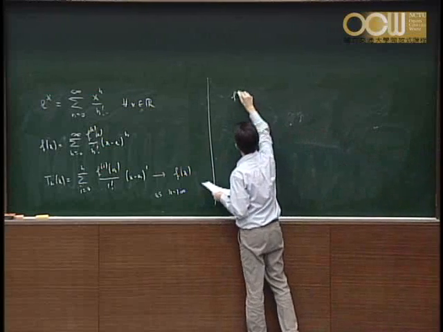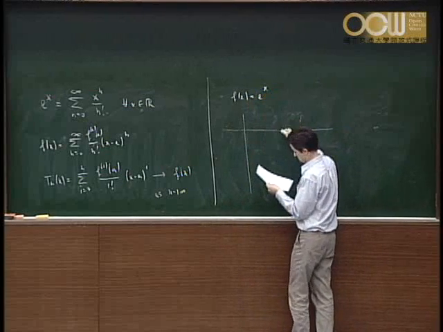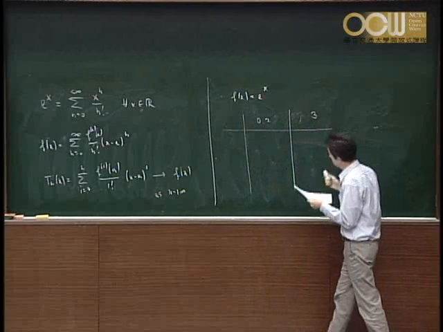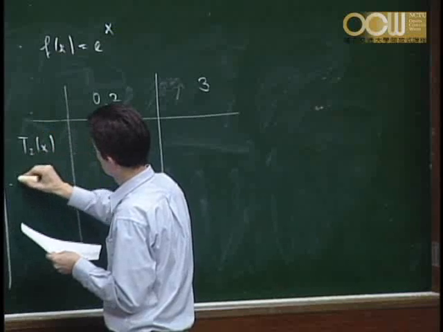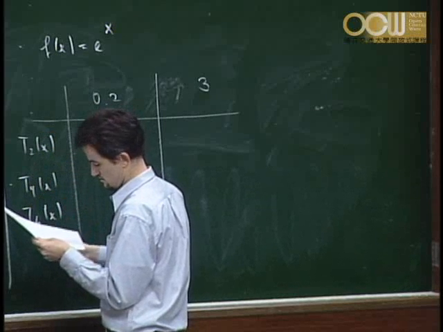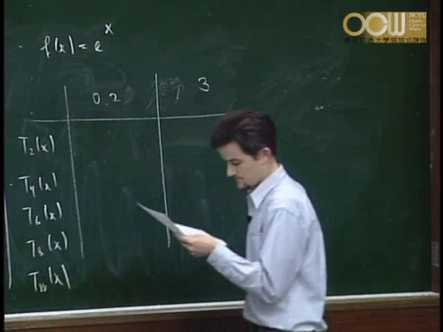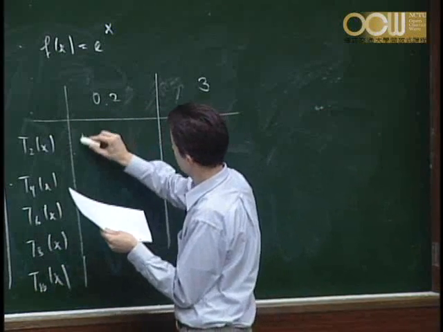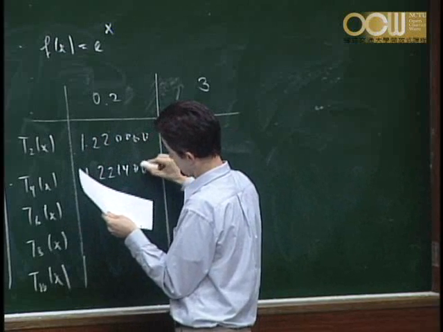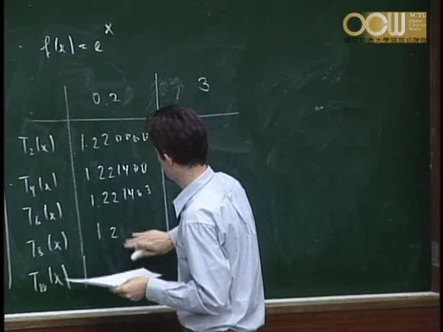Now, you see that maybe if you look at the function e to the x for two values, 0.2 and 3, and you compute the Taylor polynomials instead of the function, what you have here is 1.220000. Then here you have 1.221400. Here you have 1.221403, and the remaining ones do not change.